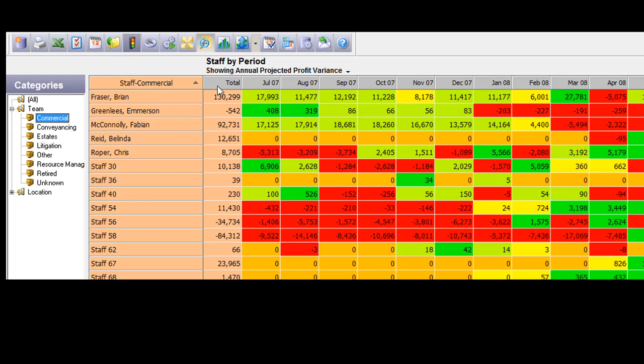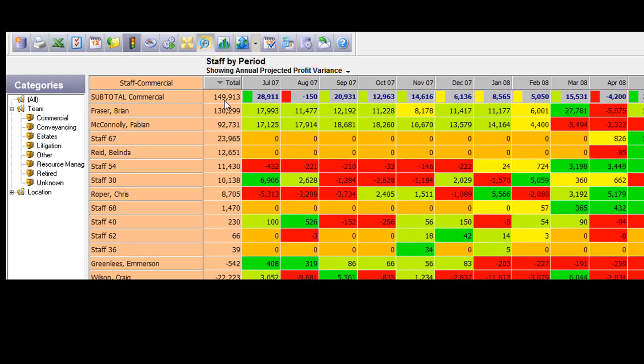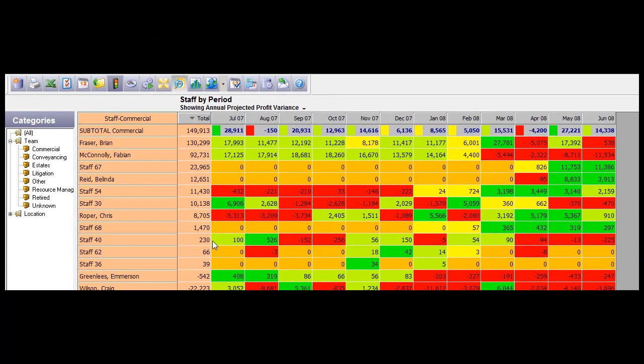$149,000 was primarily due to Brian, Fabian, staff number 67, yet there were a few staff members. For example, staff number Winston has actually declined. Automatically we can see where we've done well, where we haven't done so well. It allows us to provide some instant policy or action decisions in relation to improving this performance.